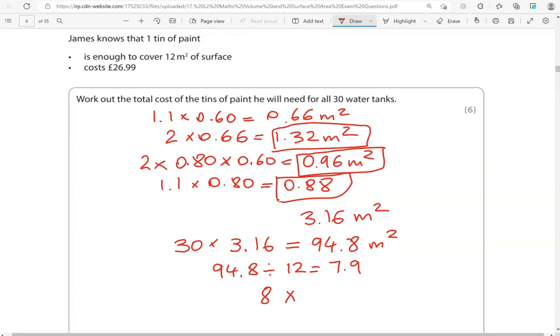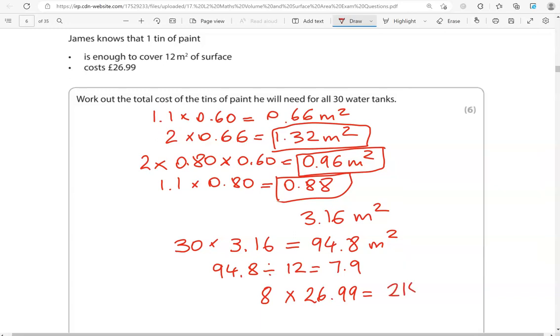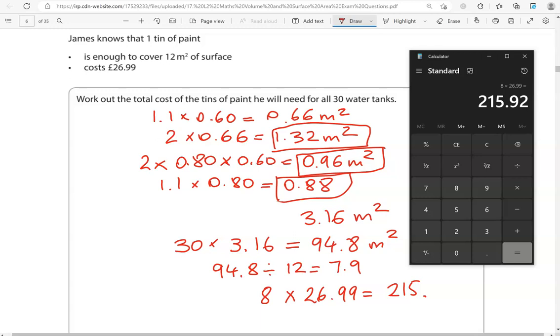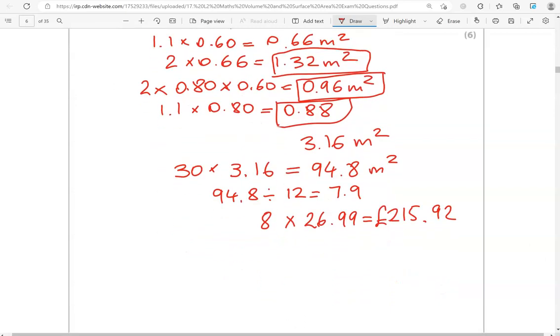So 8, and they cost £26.99 each. So 8 times 26.99 gives us £215 and 92 pence. And that's the total cost.